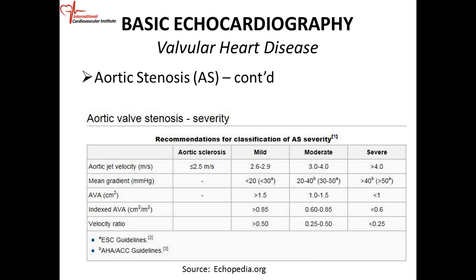If the valve is just thickened and mildly calcified, we talk about aortic sclerosis. In that case, the peak jet is less than 2.5 meters per second. It's just a velocity. Nothing else for sclerosis. So the valve is thickened, mildly restrictive, but does not reach the level of mild stenosis.